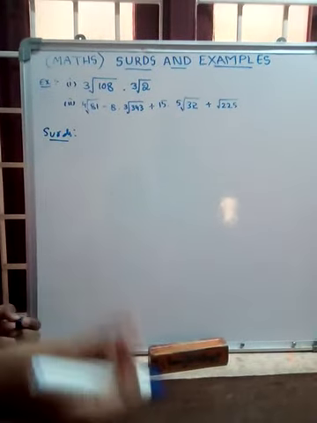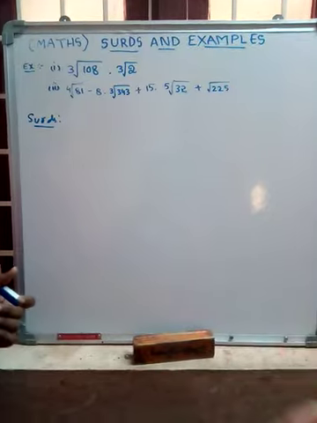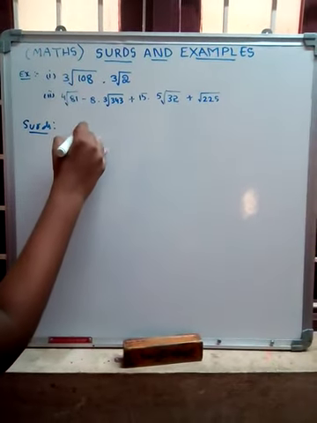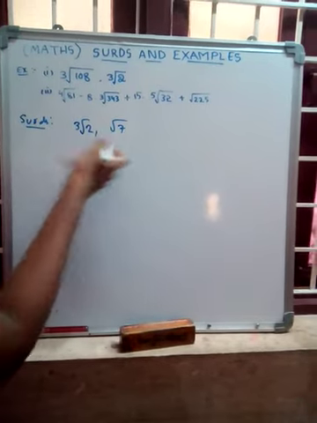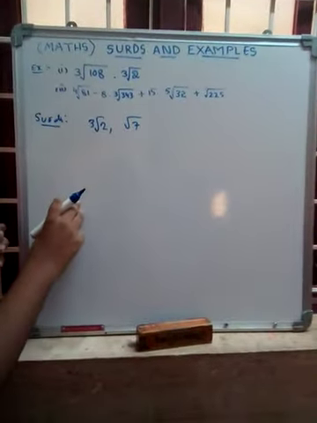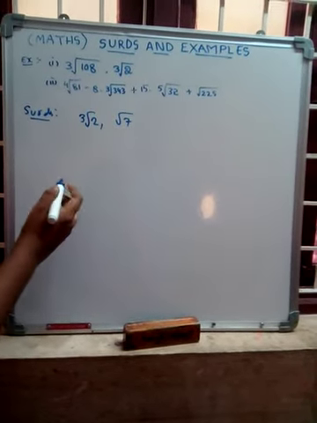It is an expression which includes a cube root or square root or any other root, like the cube root of 2, the square root of 7. These are all examples of surds. This is a surd. Now we'll see the solutions for these two sums. Examples of surds only.